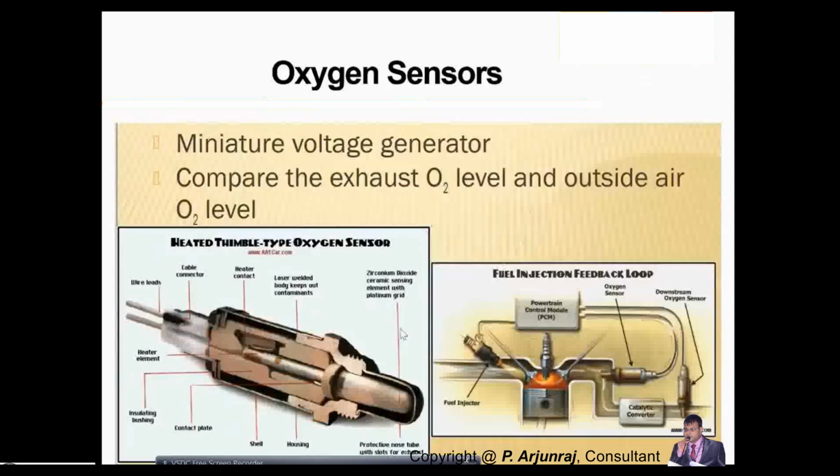will also help to ensure that the oxygen level is maintained for combustion to take place. So this is the configuration, or the layout, of the oxygen sensor. It is a heated type. It has a heater element. It has the cell housing. It is made up of an element called zirconium dioxide ceramic sensing element, and this is the cut section of the oxygen sensor.